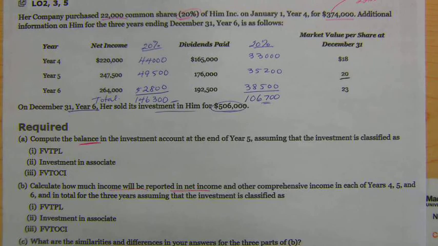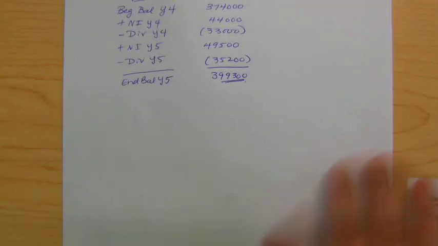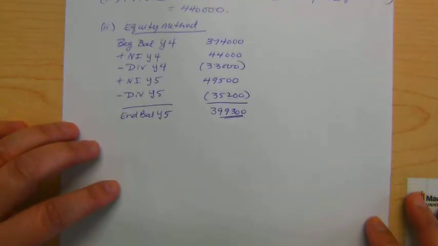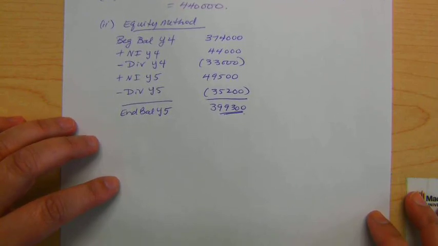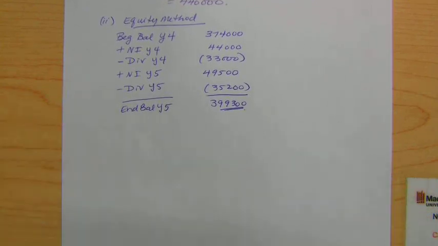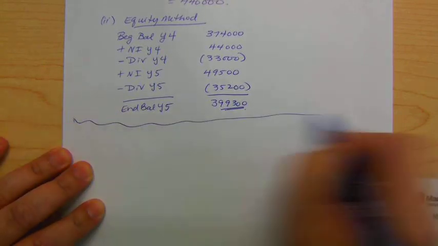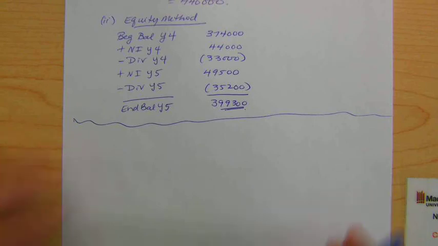So you should get $399,300. Yeah, excellent. Any questions with that? Where I got any numbers or anything? Okay, let's go to part B then, because that's focusing on the income statement now.